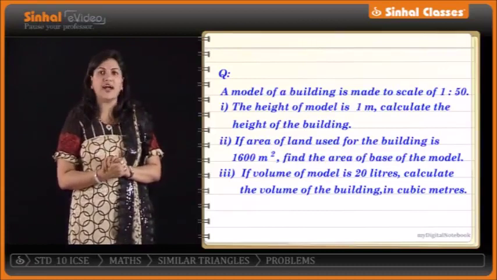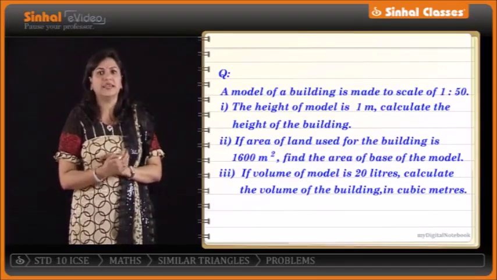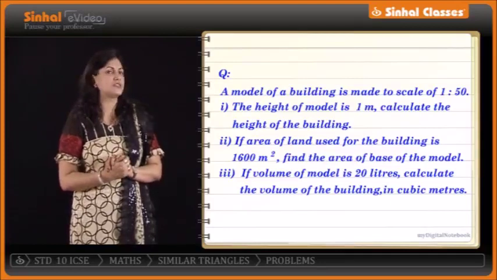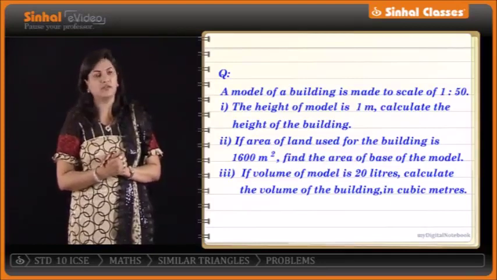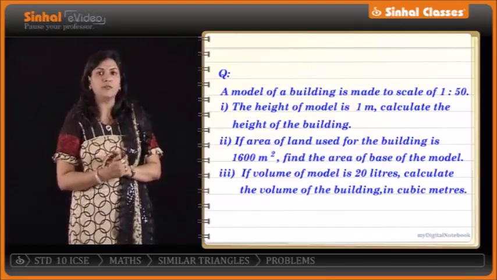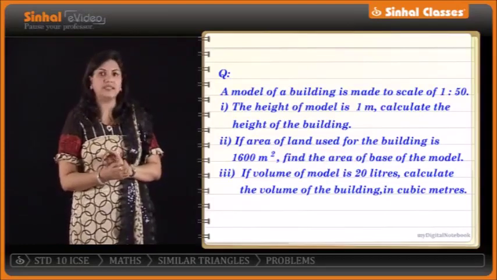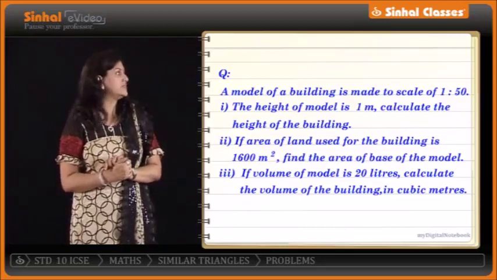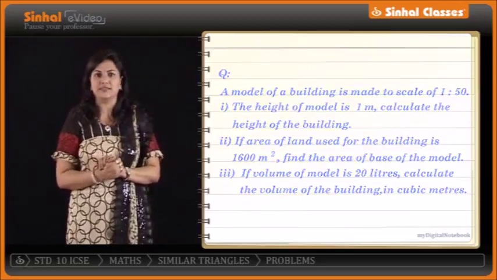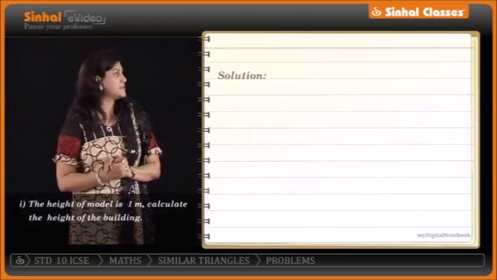If the area of the land used for the building is 1600 meters square, find the area of the base of the model. If the volume of the model is 20 liters, calculate the volume of the building in cubic meters. Now let's take the first part.